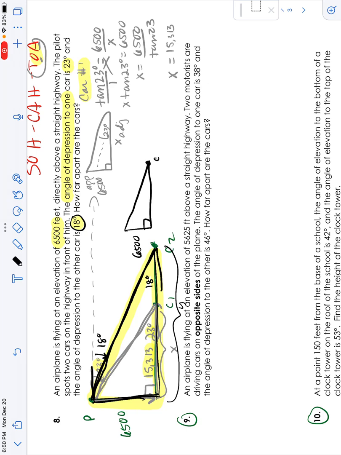So car number 2 is located right here. I don't know how far it is. I'll call it Y. And then from my Z, I learned that this corner is 18. So I'm going to set it up the same way as I did before, because this is still opposite, this is still adjacent. So I'm going to set it up just like the other one as the tangent of 18 this time equals 6,500 over Y. And when you go through the same exact steps as I did over here, I end up with a Y value of 20,004.9. So basically 20,005, or pretty darn close.